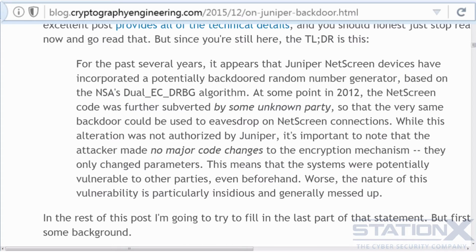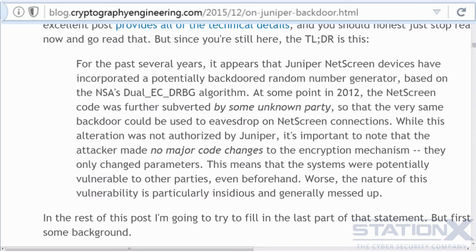While this alteration was not authorized by Juniper, it's important to note that the attacker made no major code changes to the encryption mechanism. They only changed parameters. This means that the systems were potentially vulnerable to other parties even beforehand. Worse, the nature of this vulnerability is particularly insidious and generally messed up. A very, very subtle backdoor.